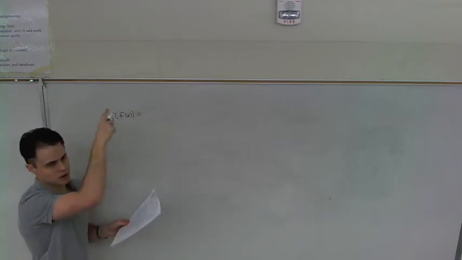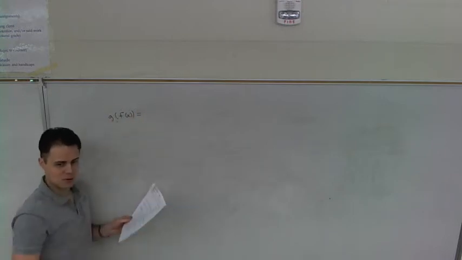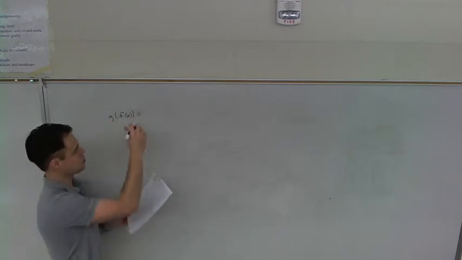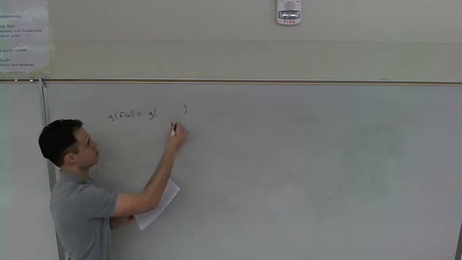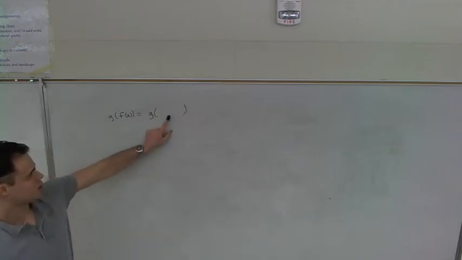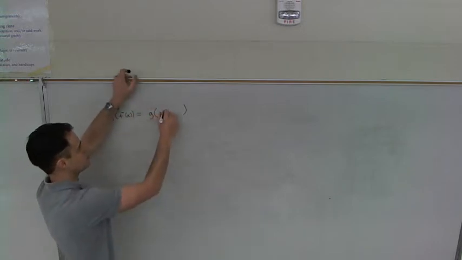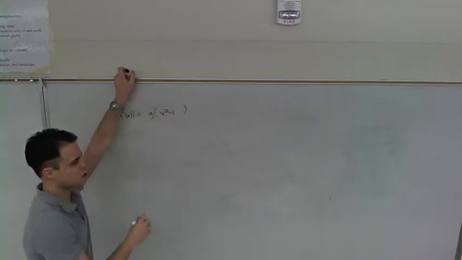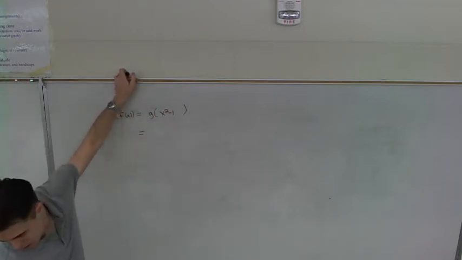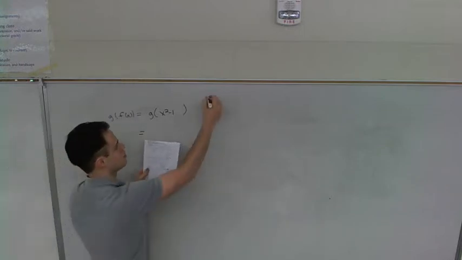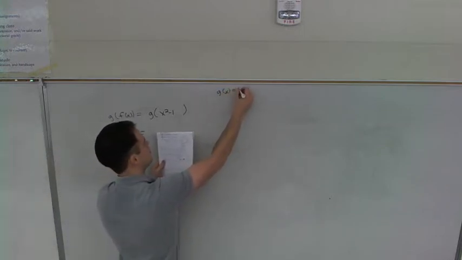So g of f, same functions, ones that you have on your paper. G of f, so we're going to do g of, what am I going to put in here? What was f? x squared minus 1. So I'm going to be plugging that into g. Oh, I want to write it down. This is not good. G is up here.